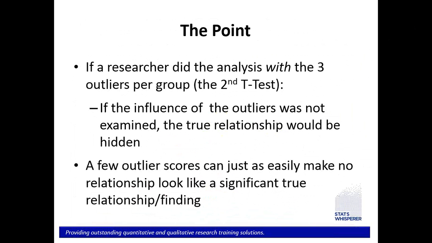So if the researcher did the analysis with the 3 outliers in each group, the second t-test, if the influence of the outliers was not examined, the true relationship would be hidden, right? A few outlier scores can easily make the relationship here either look significant when it's not, or look not significant when it really is.